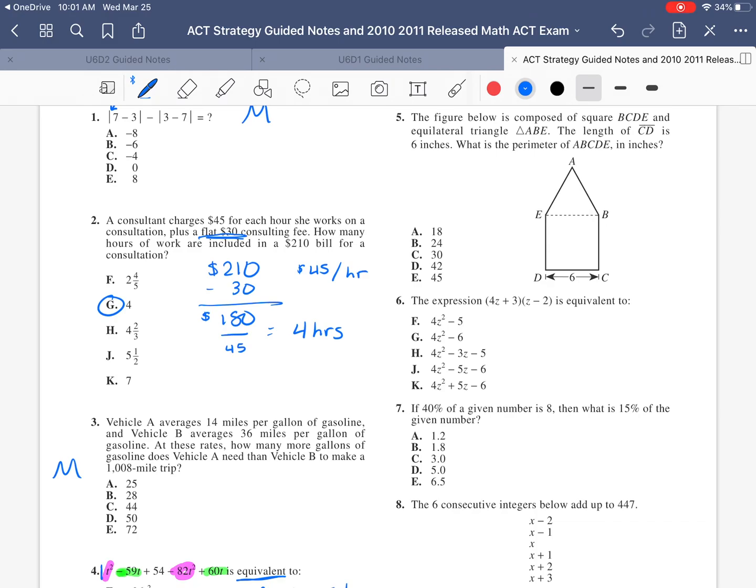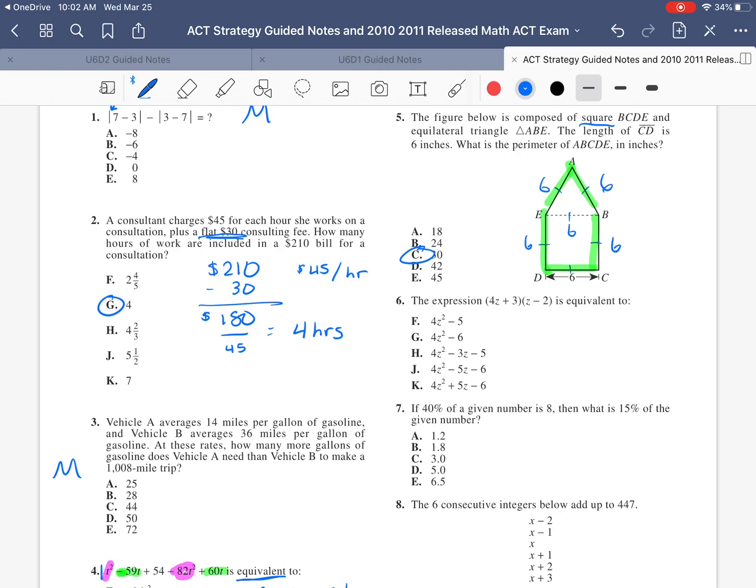Number 5, the figure is composed of a square. So I know that squares mean all my sides are congruent. And an equilateral triangle, where all of those are also congruent. The length of CD is 6. What is the perimeter? So I know this is 6, this is 6, this is 6, this, and this. But I also know that in perimeter, we're only looking at the sides. So I'm going to do 6 plus 6 plus 6 plus 6 plus 6, which gets me 30.